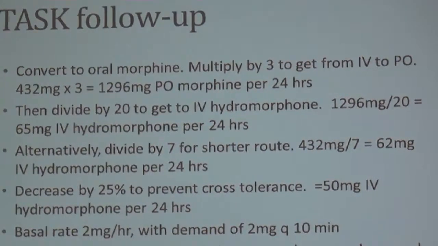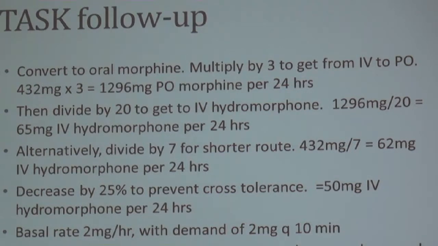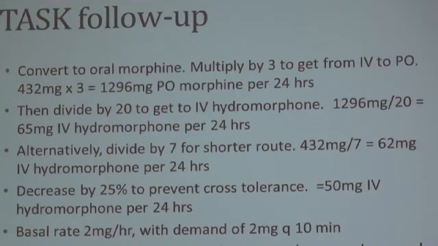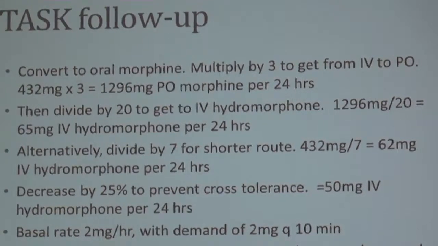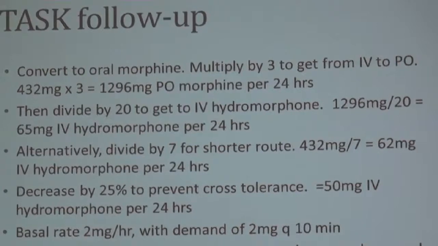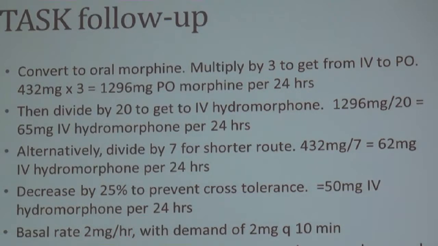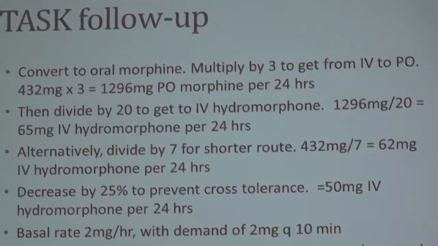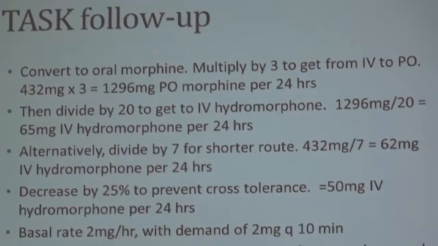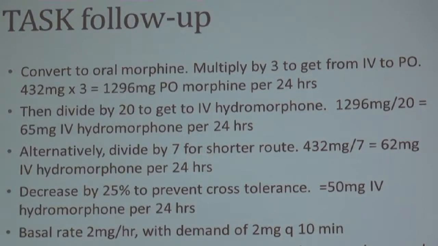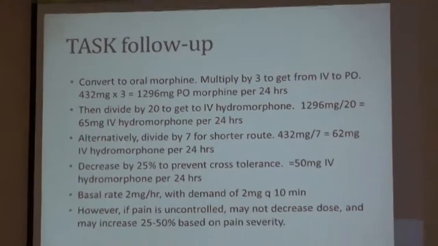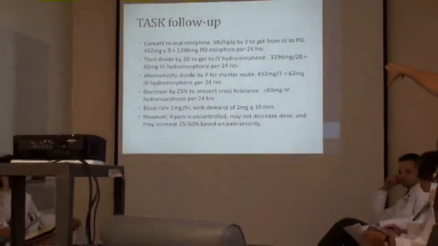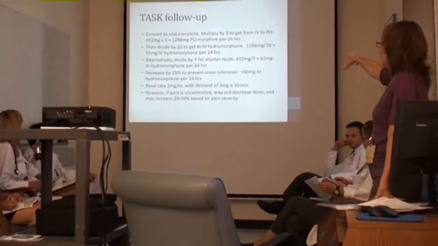And where did that 20 come from on that chart? You see how it came from 30 divided by 1.5. Your ratio is 30 and 1.5, that gives 20, okay? Do you guys understand that? 30 is the oral dose, because you always have to go to oral first. Exactly. So we're at the PO morphine equivalent, 1296, and then we are at 65 milligrams of IV hydromorphone in 24 hours, okay?